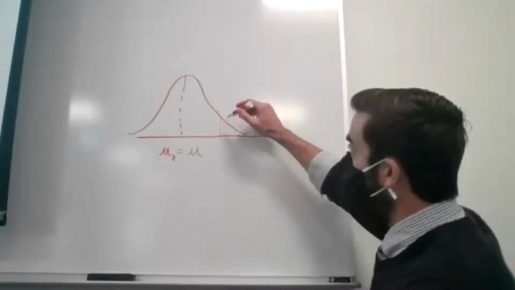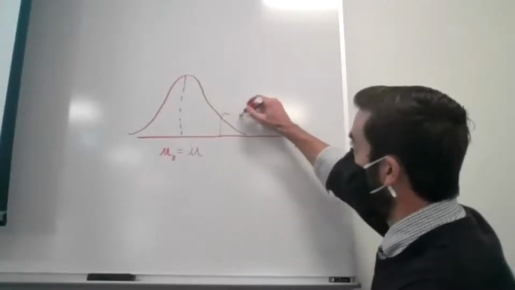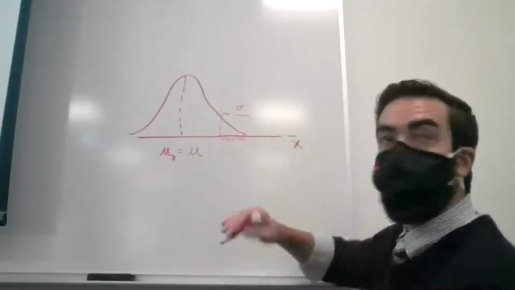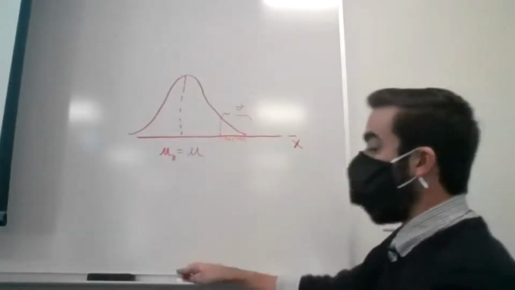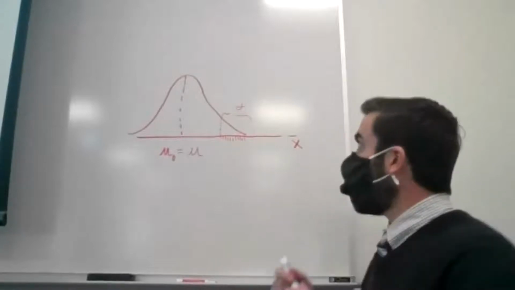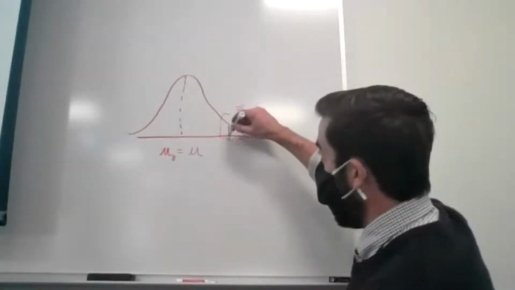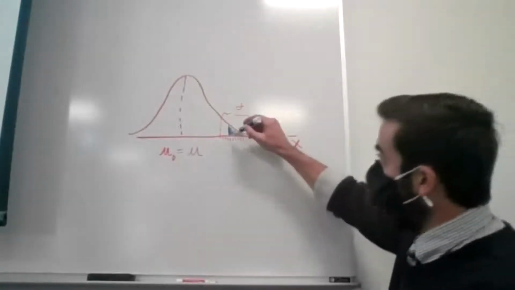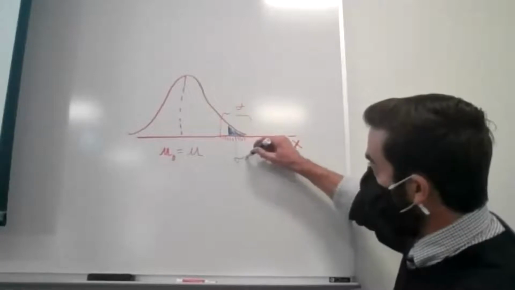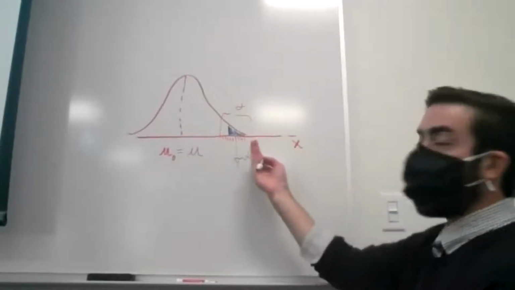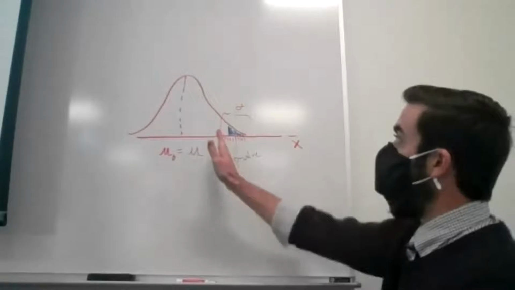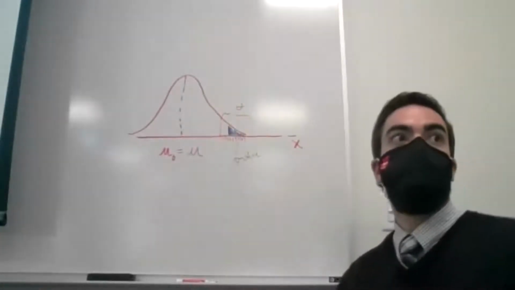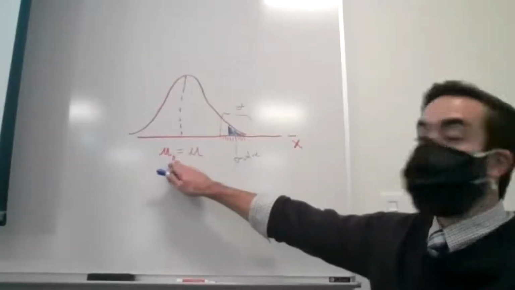whatever alpha we set, anytime we see a sample mean in this range, the area to the right of that represents my p-value, right? So anytime I see a sample mean that's past this cutoff value of alpha, I'm going to have a p-value that's less than alpha, and I'm going to reject this assumed true mean.